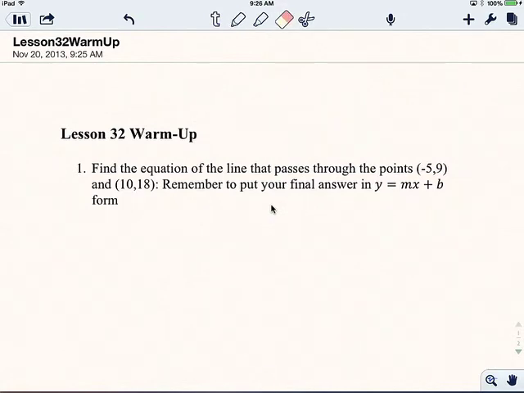All right, let's try to recall how to find the equation of a line from 2 points. We said yesterday that there were 3 steps. Step 1 was find the slope.